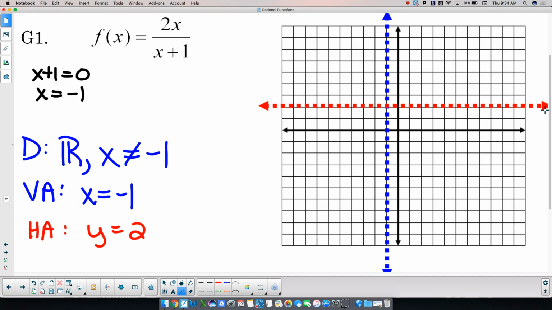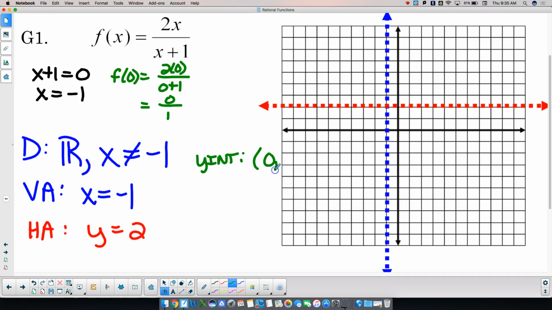Step number 3 was what? Find the y-intercept. How do I find the y-intercept? Set x equal to 0, so I find f of 0. Well, that's going to be 2 times 0 over 0 plus 1. 2 times 0 is 0, 0 plus 1 is 1, so 0 divided by 1 is 0, right? So my y-intercept is (0, 0).